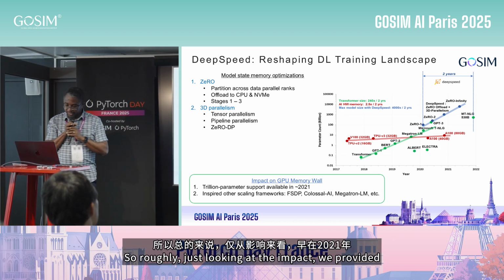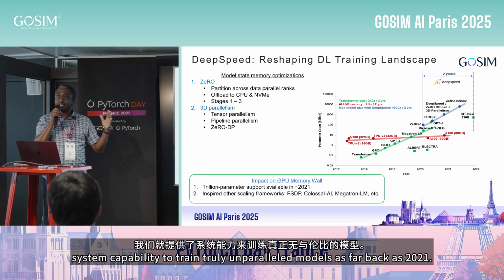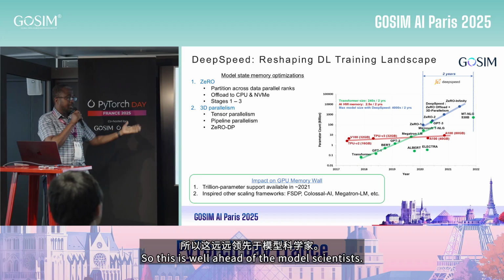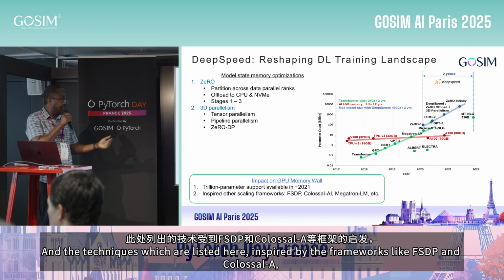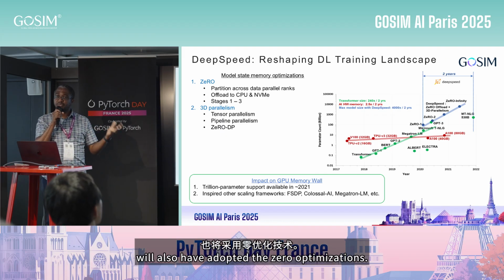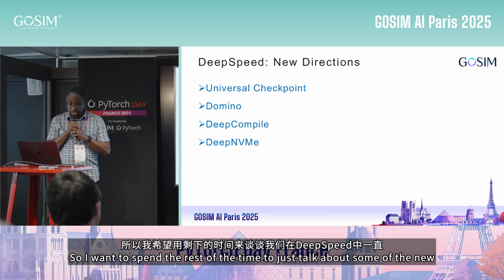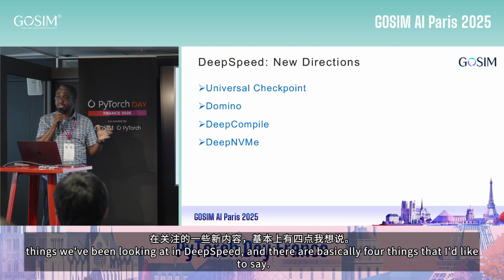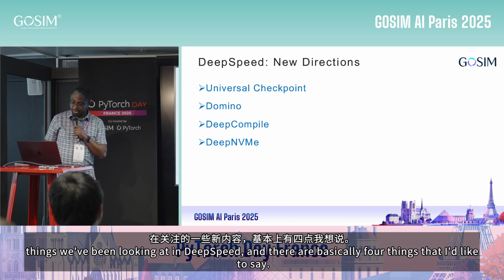So, looking at the impact, we provided the system capability to train trillion parameter models as far back as 2021. So this is well ahead of the model scientists. The techniques I've listed here inspired other frameworks like FSDP, Colossal AI and Megatron-LM, which have all adopted the ZeRO optimizations. I want to spend the rest of the time talking about some of the new things we've been looking at in DeepSpeed, and there are basically 4 things that I'll highlight today.